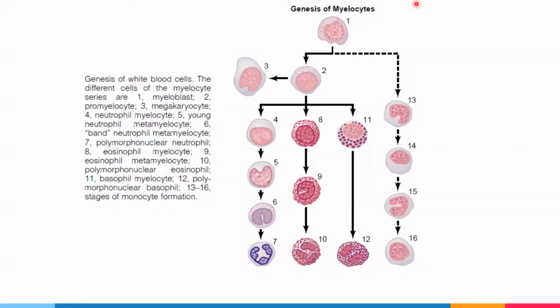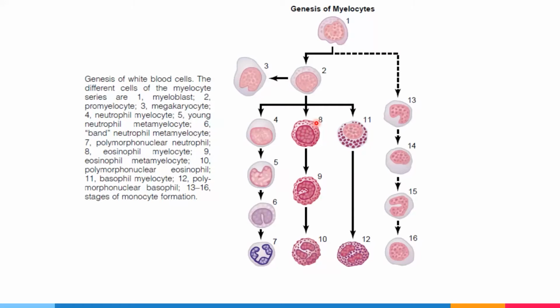So we have a similar diagrammatic representation of genesis of myelocytes. To start with, the starting cell this time is known as a myeloblast, which then converts into a promyelocyte, which gives out a lot of progenies. The first is the megakaryocyte, which then further divides in order to form platelets. The myelocyte also divides into neutrophil myelocyte, which after successive divisions gives rise to the neutrophil.